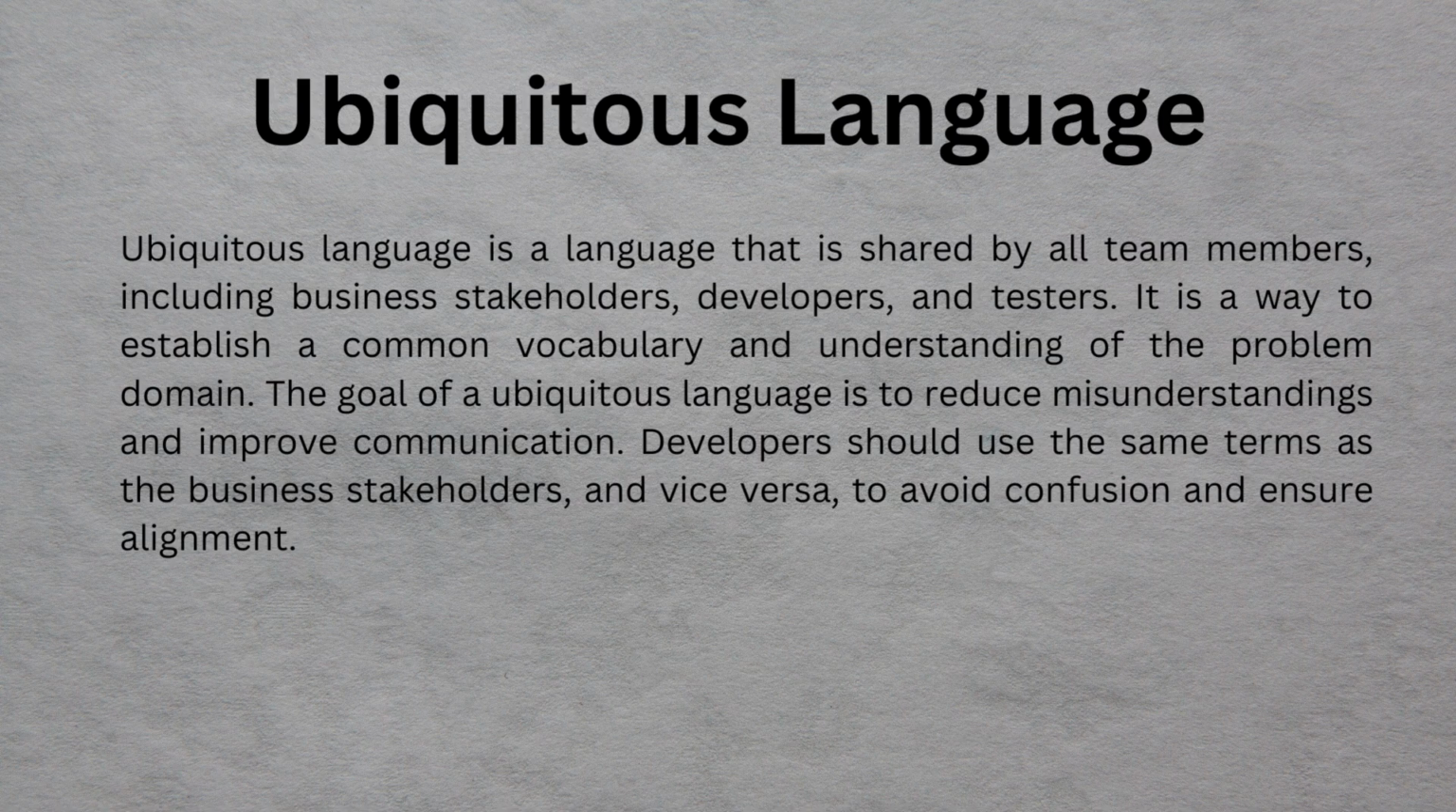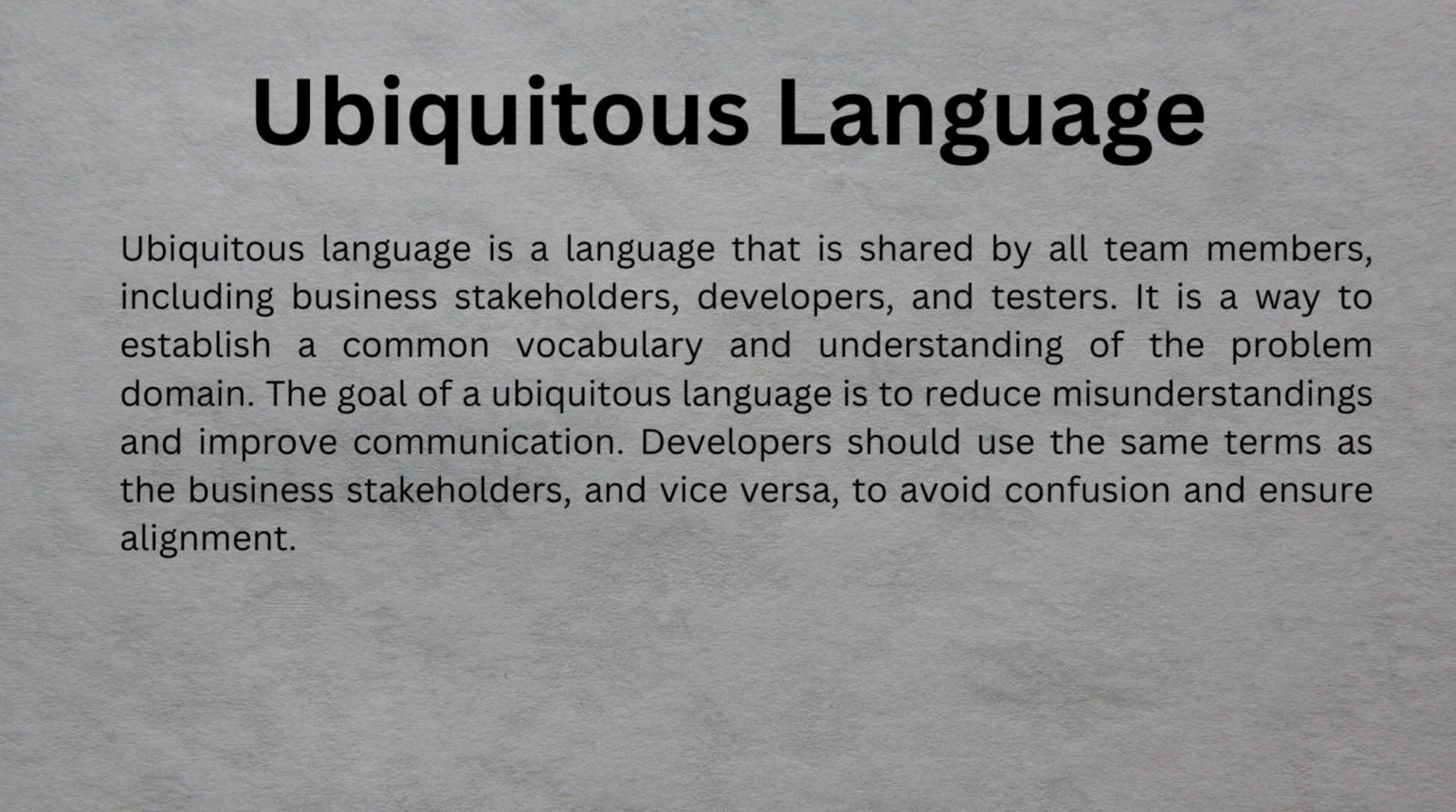Ubiquitous language. Ubiquitous language is a language that is shared by all team members, including business stakeholders, developers, and testers. It is a way to establish a common vocabulary and understanding of the problem domain. The goal of a ubiquitous language is to reduce misunderstandings and improve communication. Developers should use the same terms as the business stakeholders, and vice versa, to avoid confusion and ensure alignment.